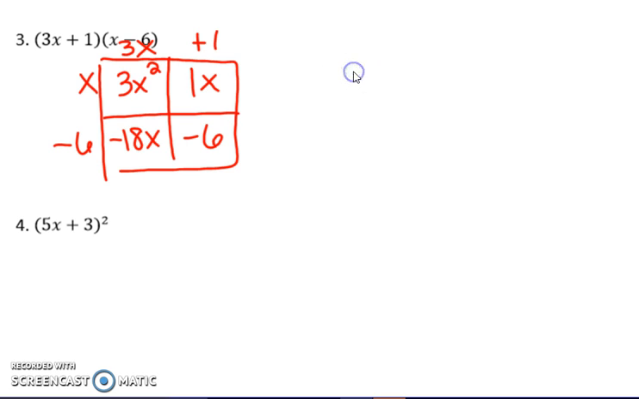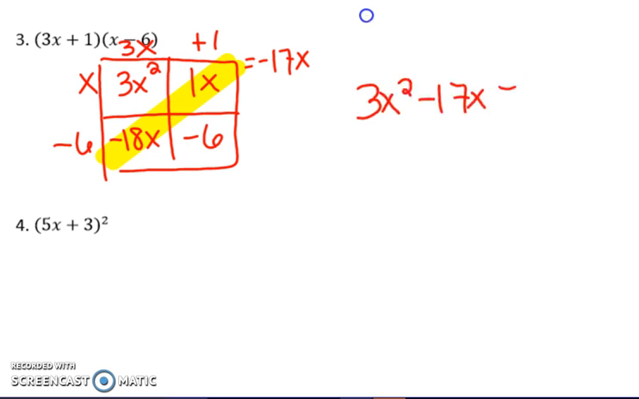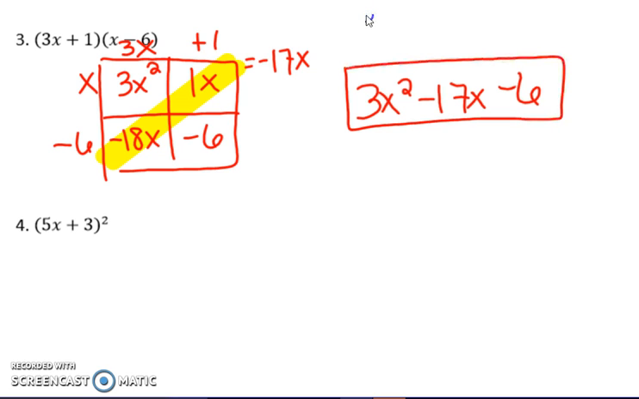So again, now we need to combine like terms, which is our diagonal. Negative 18 and positive 1 give me a negative 17x. So now we can write our answer. We have 3x squared minus 17x minus 6. That is your final answer. We're in descending order on our exponents, and in this case, alphabetical order as well, but there's only one variable.